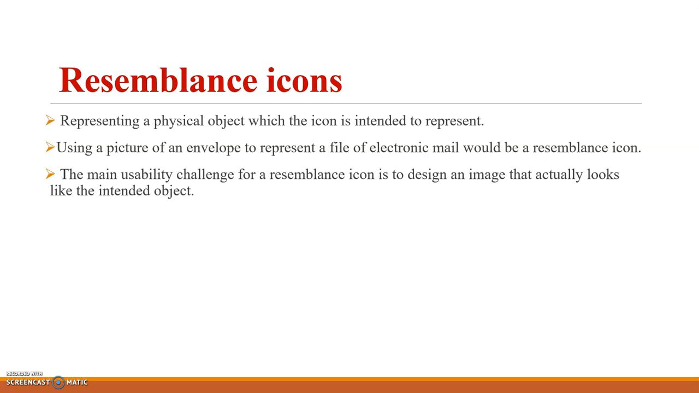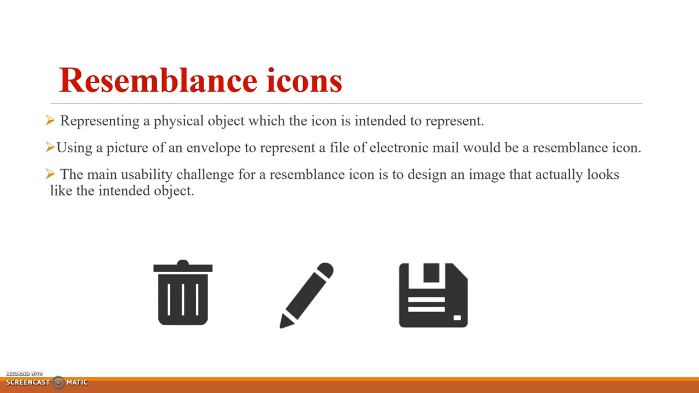I have given you examples. The first one is the dustbin. With this symbol, I can say that this is the dustbin. The symbol of the pen can be used for telling the user that edit permission is there. The symbol of a floppy is going to tell the user that it is the save option. By using this option, I am going to save the information.